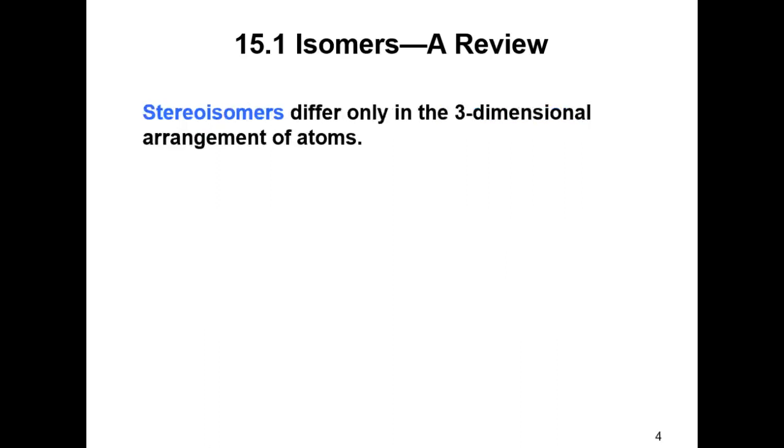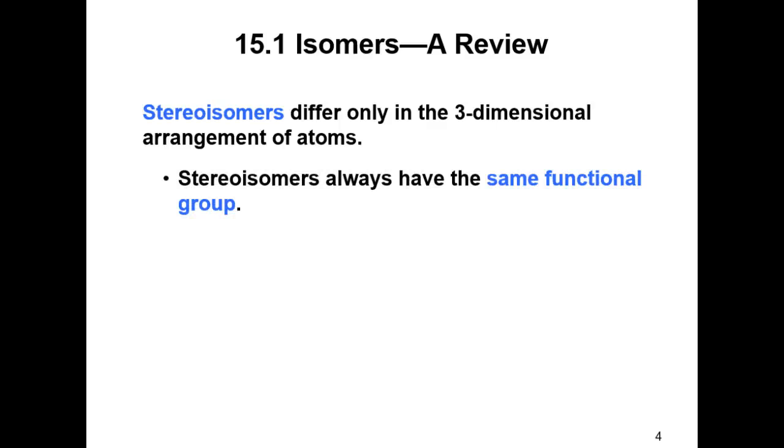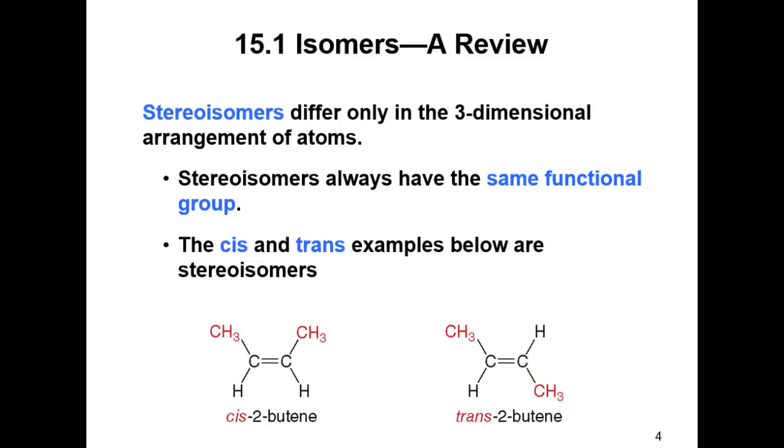Those are constitutional isomers. This chapter is about what's called stereoisomers. These are basically the exact same molecules, except they differ from each other in 3 dimensions. Okay, in 3-dimensional space, they differ. They have the same functional group. They are identical in every way. In fact, you can actually name these compounds exactly the same.